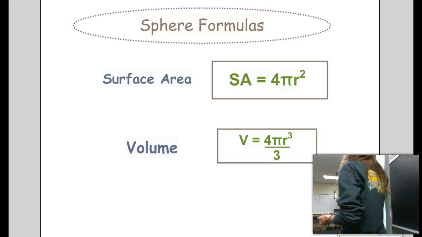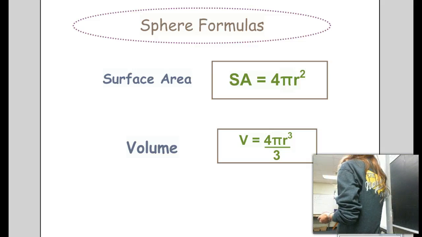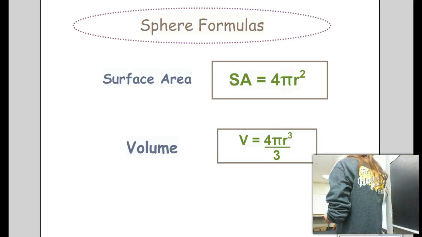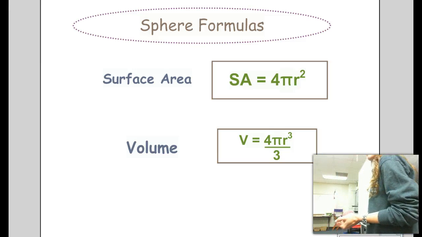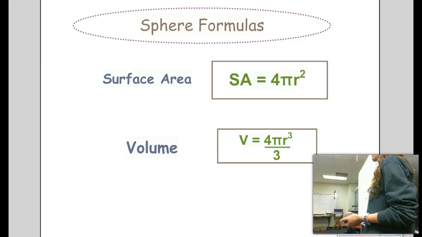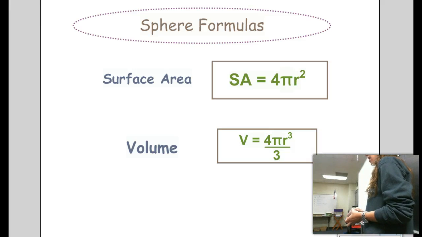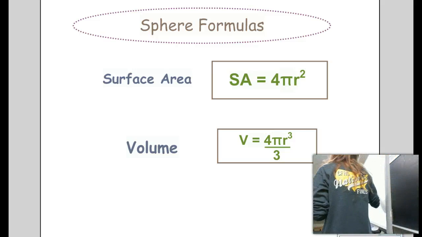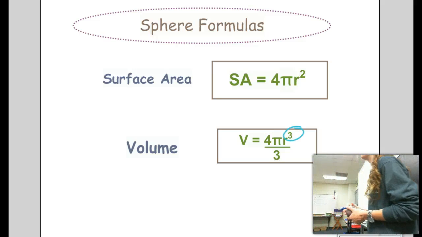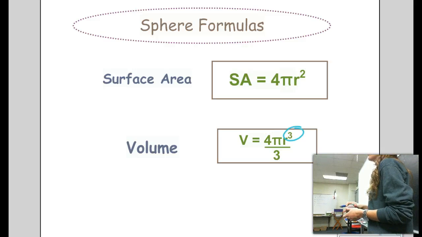So this says 4 pi r squared. And this says 4/3 pi r cubed. Now a lot of people mess up the volume because they square r. But volume's 3D, so we can't square it. We have to cube it. So it is important that you know that this is a cube. How do you cube something in your calculator? You would hit caret and hit 3.